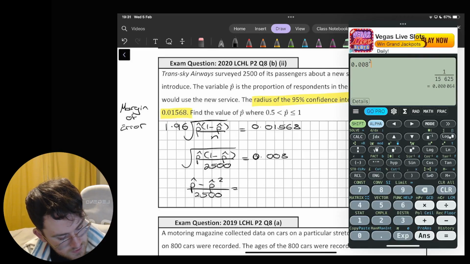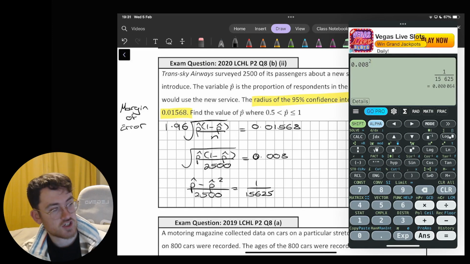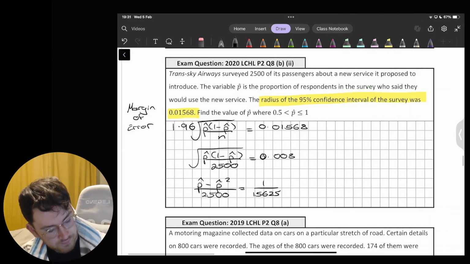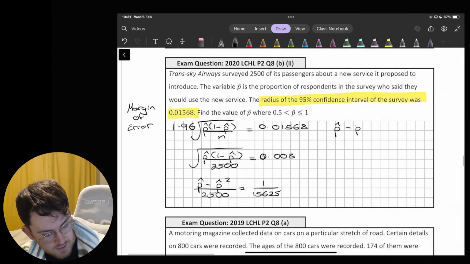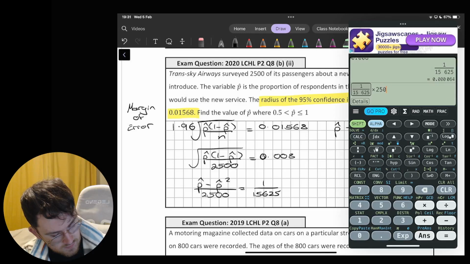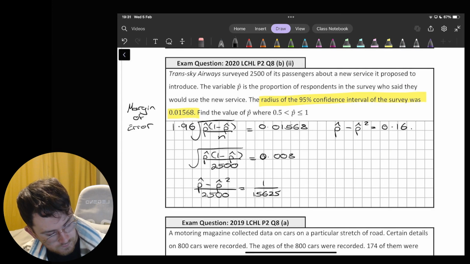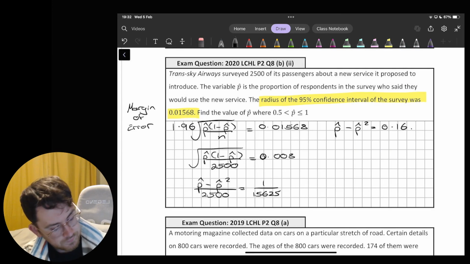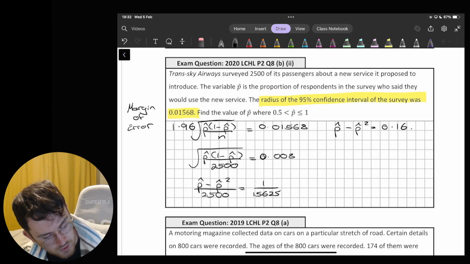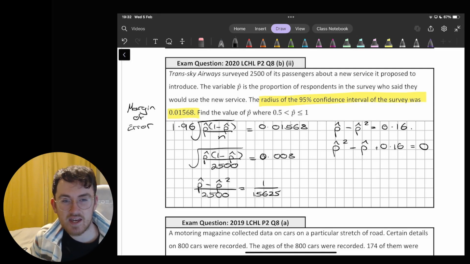0.008 squared, well, that's going to get immediately quite small, so let's move to a fraction there to account for that. We basically have p hat minus p hat squared is, let me multiply this by 2,500 to get 0.16. Then bringing everything to one side here, p hat squared minus p hat plus 0.16 equals 0. Okay, that now is a quadratic.